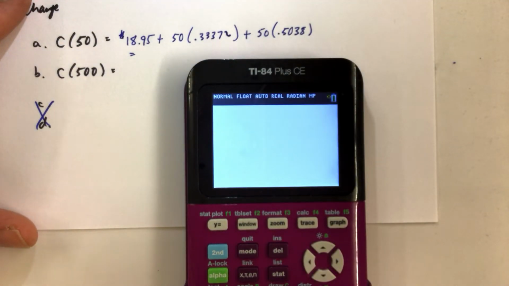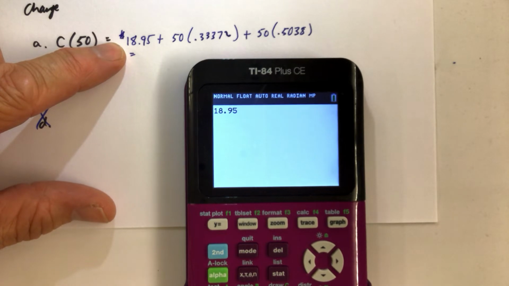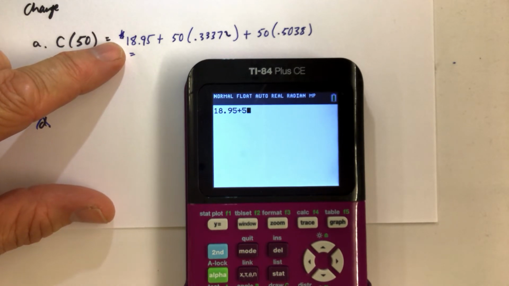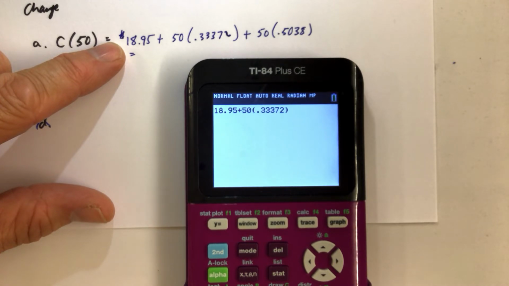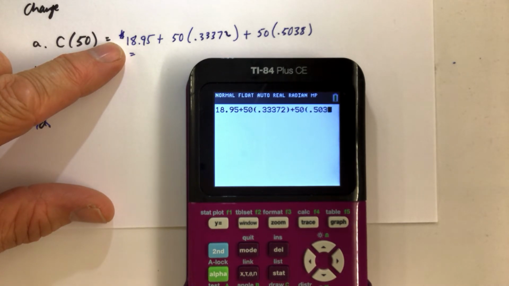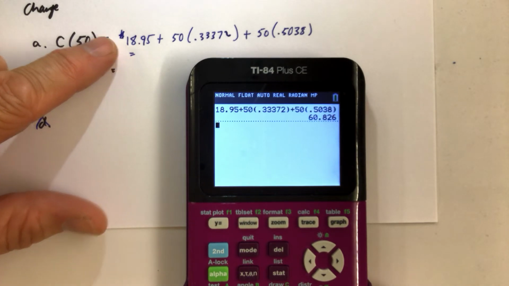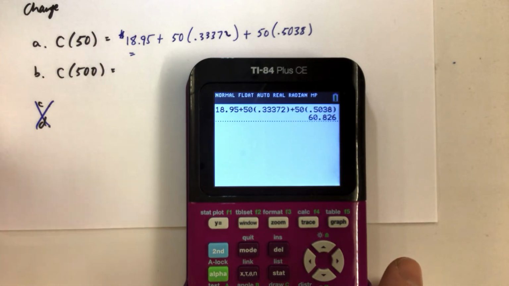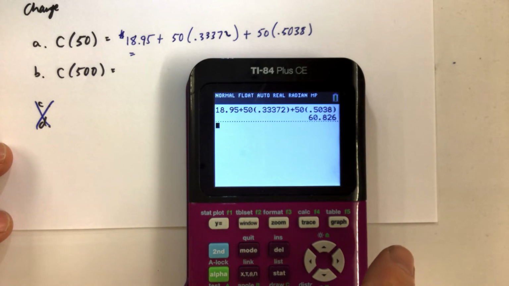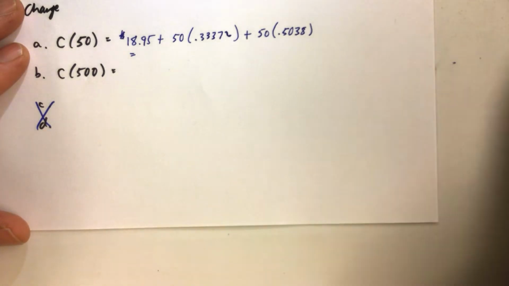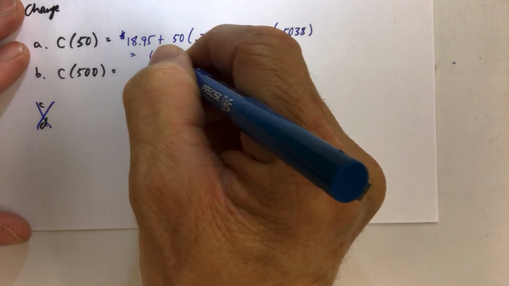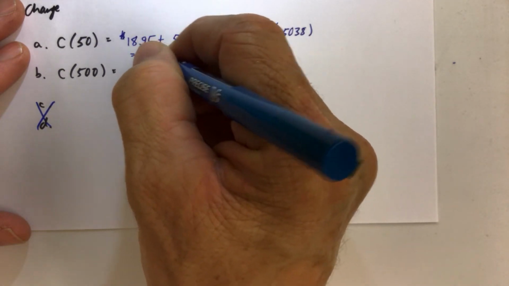So we have $18.95 plus 50 times 0.33372, and then plus 50 times 0.5038, and we get 60. If you want to round this to the nearest penny, we have $60.83. So that's $60.83. Okay, so that's our answer for part A.